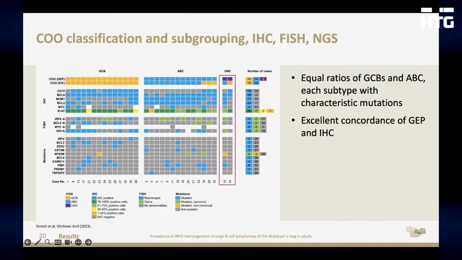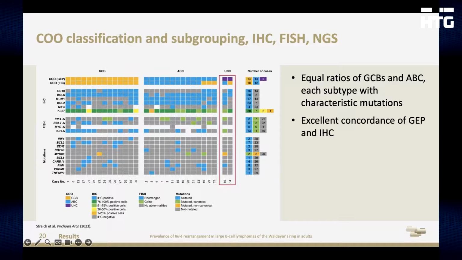The third group encompassed the 2 cases unclassifiable by gene expression profiling, and those cases showed in the immunohistochemistry ABC and GCB subtypes in equal proportions. However, characteristic rearrangements or mutations were not found in those cases. However, 1 case carried a non-canonical MYD88 mutation, shown here in yellow.